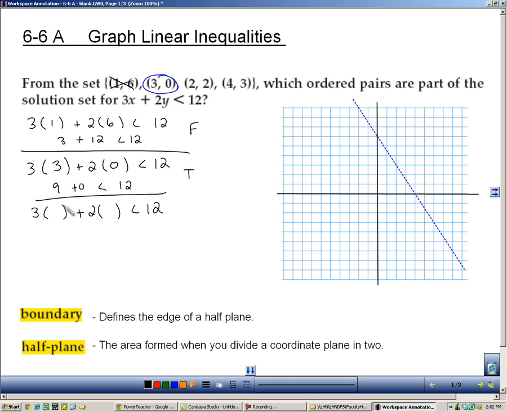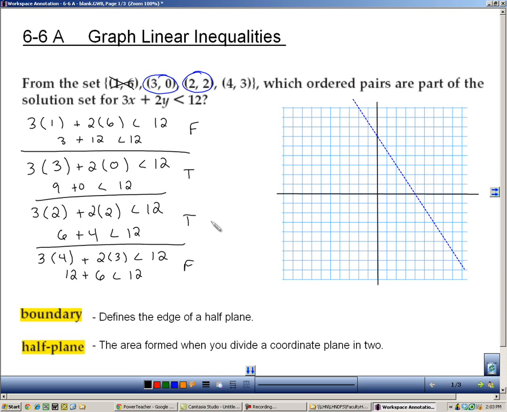The next ordered pair, we have a 2 for x and a 2 for y. Plug those in. 6 plus 4 is 10. Is 10 less than 12? Yes. So this ordered pair is a solution. And the last one, (4, 3), 4 for the x, 3 for the y. We get 12 plus 6. Is that less than 12? And the answer is no, it's not. So determining which ordered pairs are a solution: (3, 0) and (2, 2).